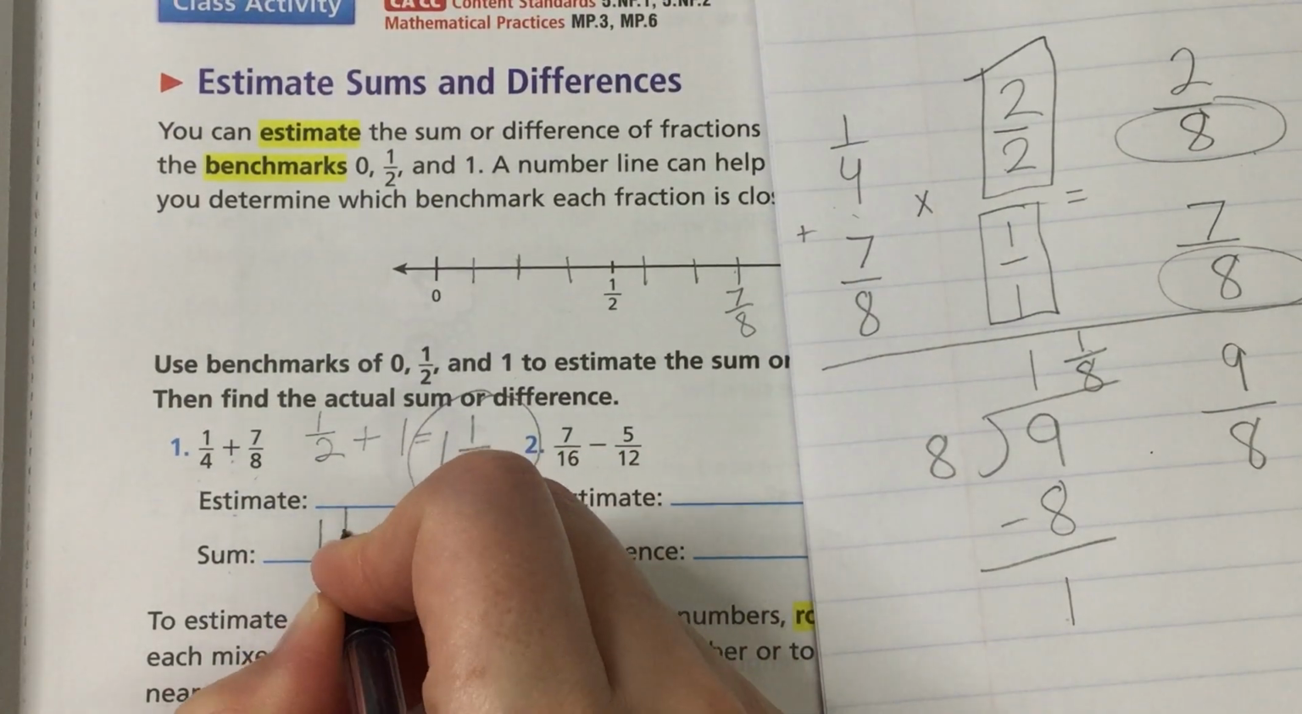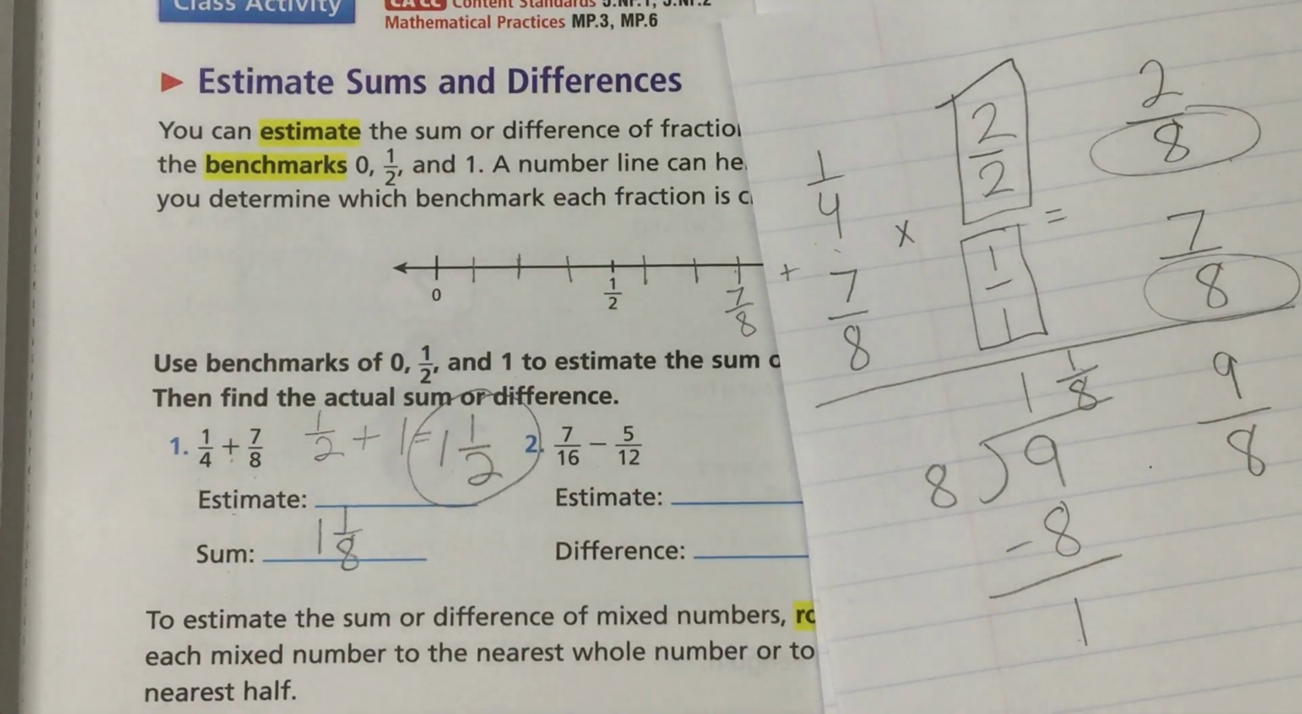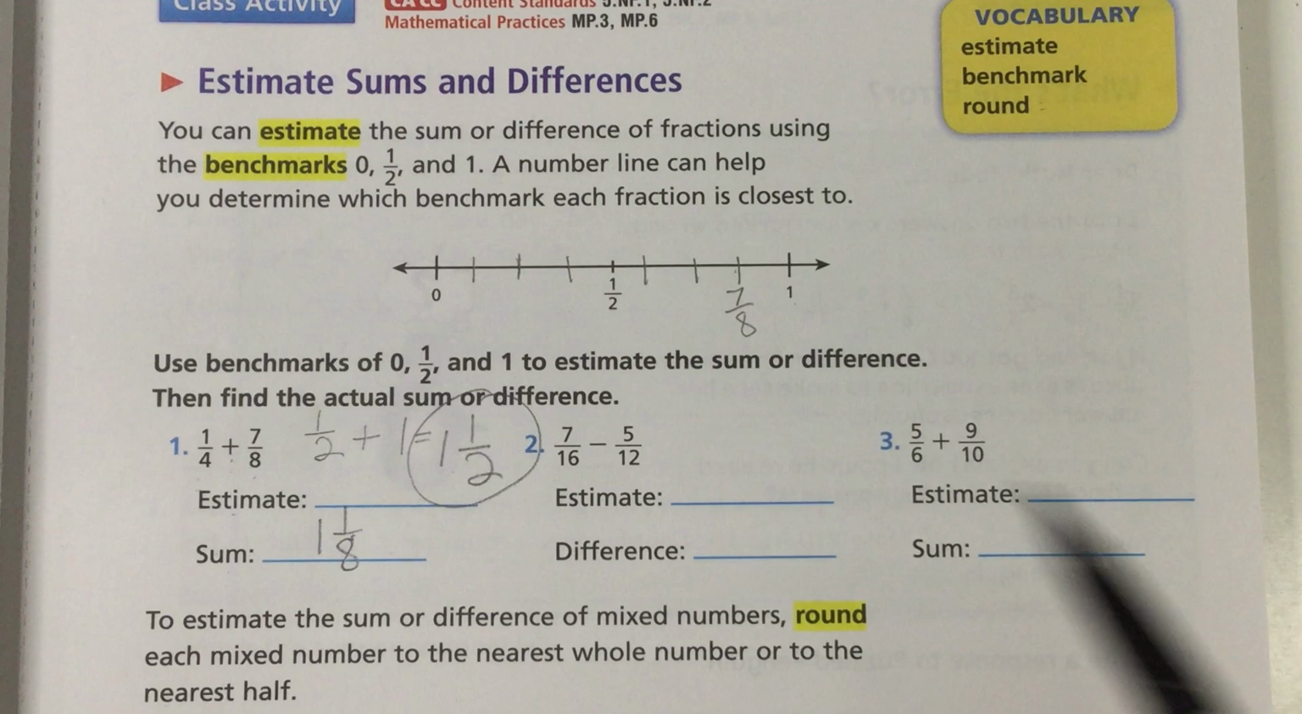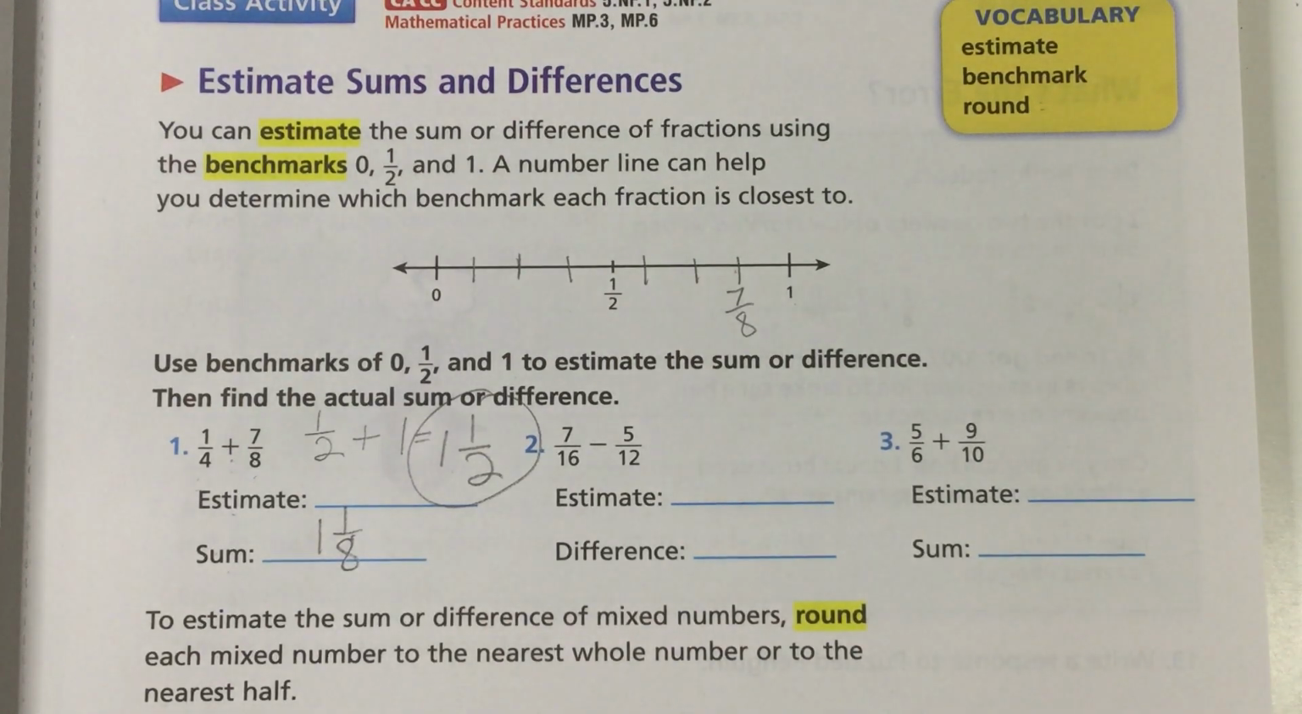Now the idea is, just like in previous things where we've used estimation to check if something's reasonable, we're looking, is 1 and 1/8 close to 1 and 1/2? It actually is pretty close. So I would say that we're okay there. That's a reasonable answer.